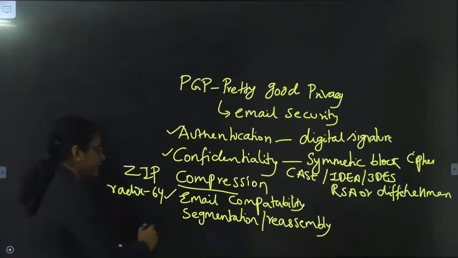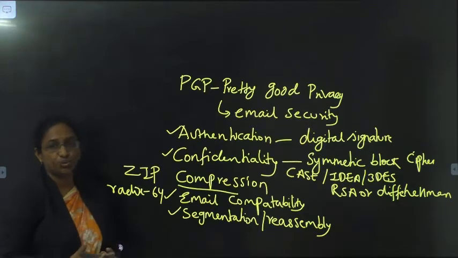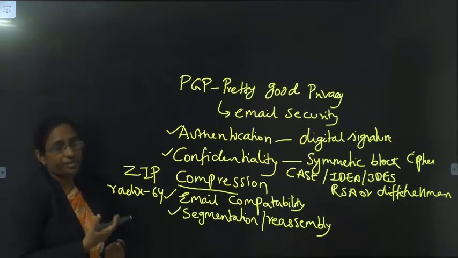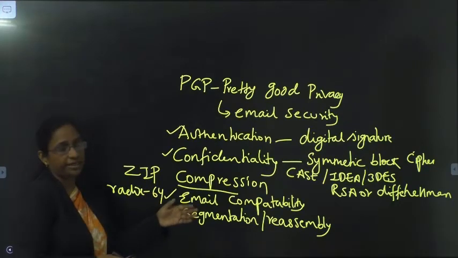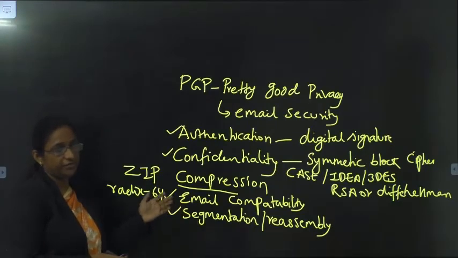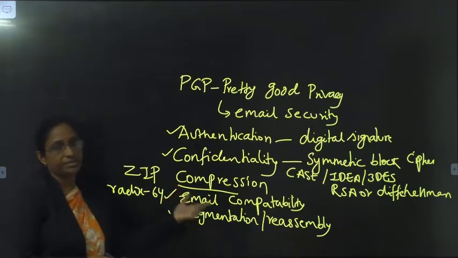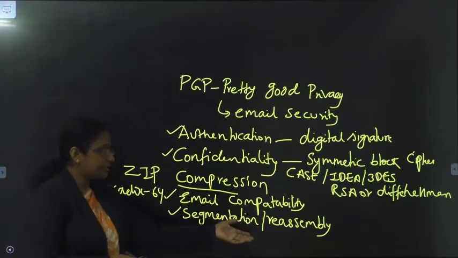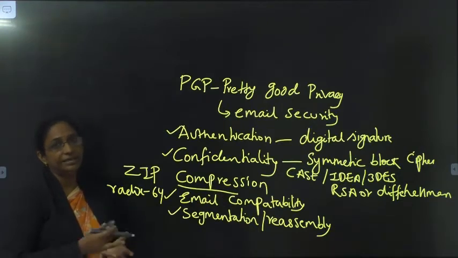And the next one is segmentation. Segmentation is done when your message is too big, or whatever file you are transferring is too big. In that case PGP will be segmenting the file, dividing the file into segments, or we can say breaking the file into segments, and then those segments will be sent through email. At the receiver side, the receiver will be doing the reassembly.